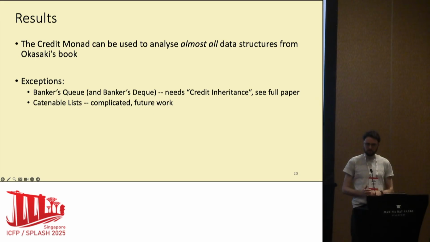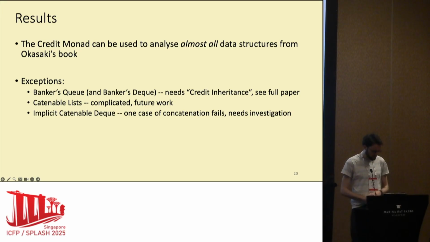There are catenable lists, which are another data structure that Okasaki presents, using another complicated analysis, and that is something I'll have to look at in future work. And also there's an implementation of the implicit catenable deque. I think that's the last data structure in the book. There's one case in the concatenation of these where my analysis fails, and I have to investigate why that is.